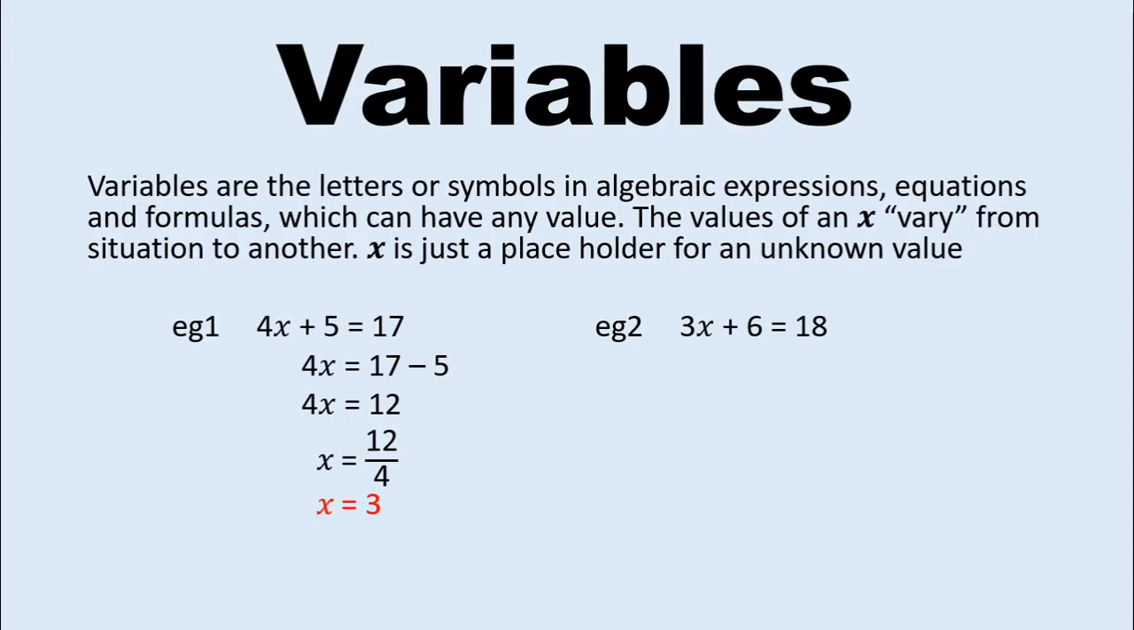First, I'll take the 6 across. It's adding, so I'll subtract. That means that 3x will be equal to 12. And the opposite of multiplying by 3 is divide. So x must be equal to 4. Here's a perfect example of when the same letter may not always have the same value. It may vary from one question to another. However, variables of the same letter in the same question will represent the same value. And we'll see some examples of that a little bit later.